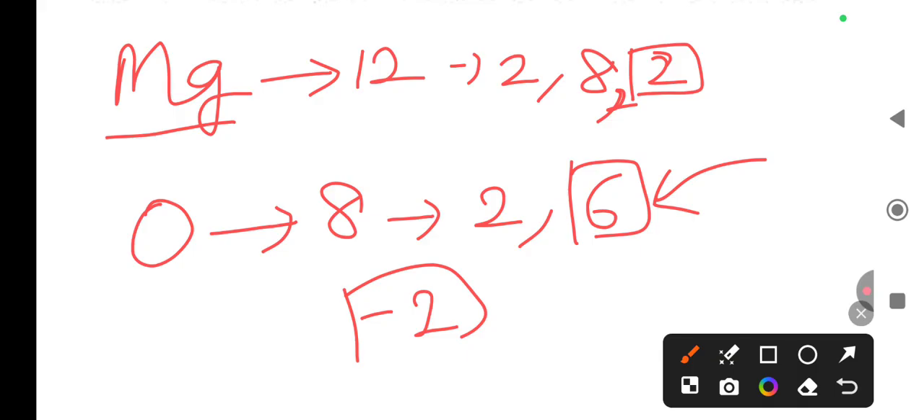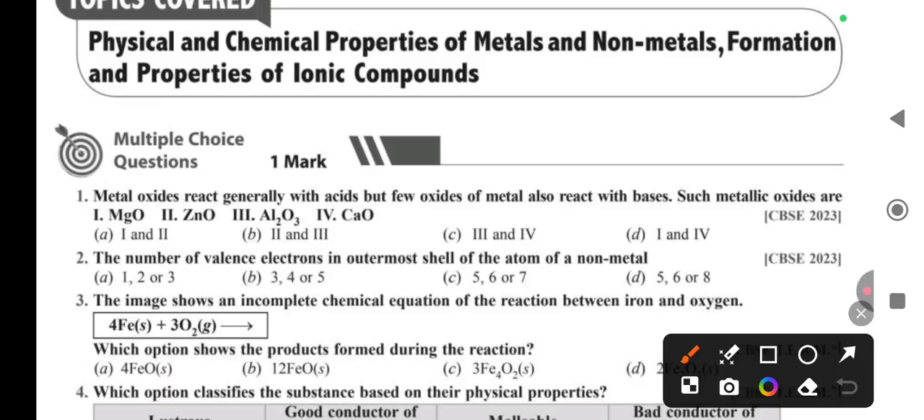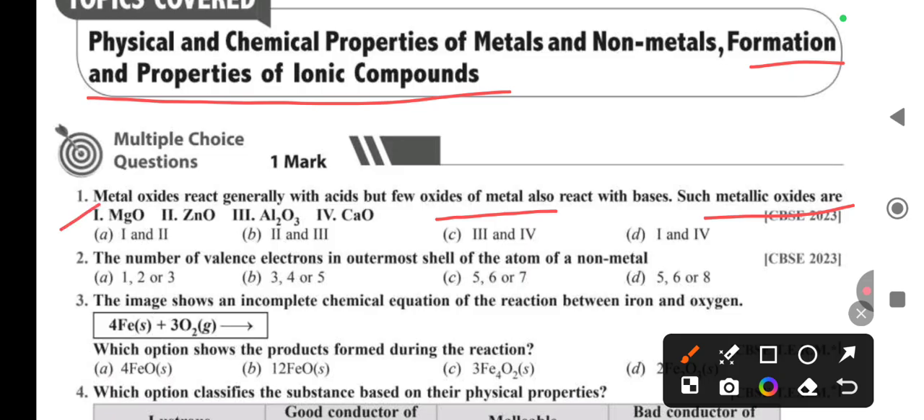So now we will do a few objective questions related to this chapter. So here you can see our topics: physical and chemical properties of metals and non-metals, formation and properties of ionic compounds. Okay, so our first question is: metal oxides react generally with acids, but a few oxides of metals also react with bases. Such metallic oxides are, options given here: magnesium oxide, second zinc oxide, aluminium oxide and calcium oxide.